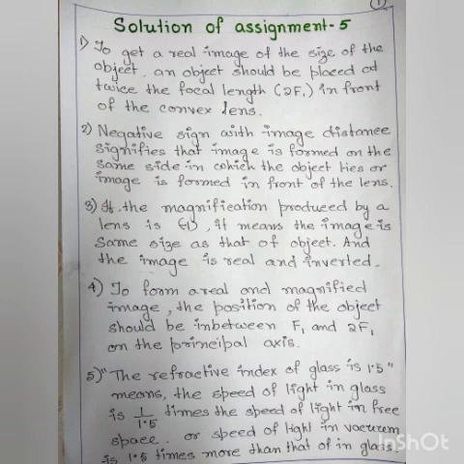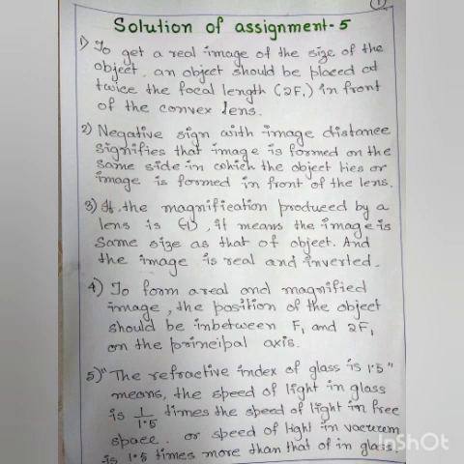Now next question 4. A convex lens forms a real and magnified image. What should be the position of the object on the principal axis? And the answer is, to form a real and magnified image, the position of the object should be in between f1 and 2f1 on the principal axis.